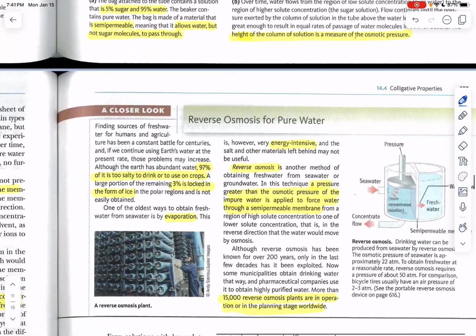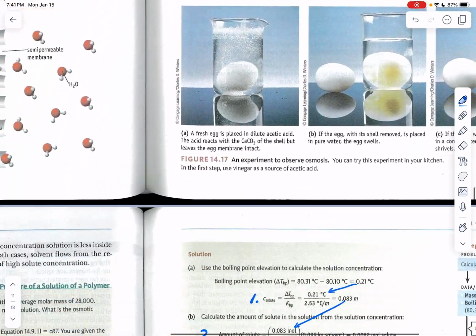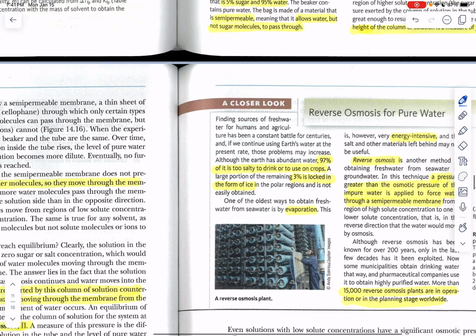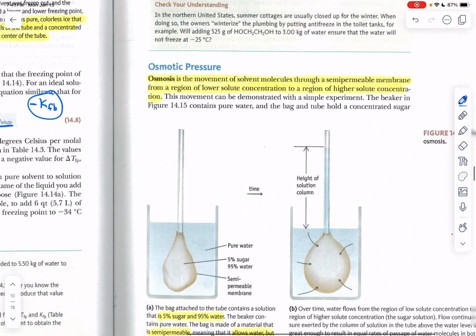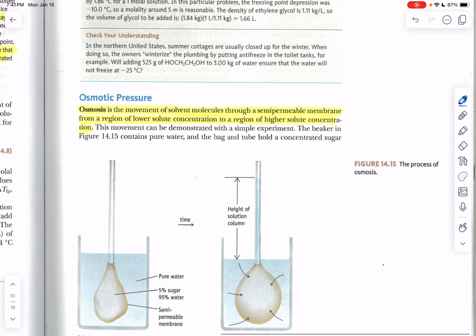And looking ahead, I'm just double checking on osmosis, and I think I'm going to save that to a later screencast.